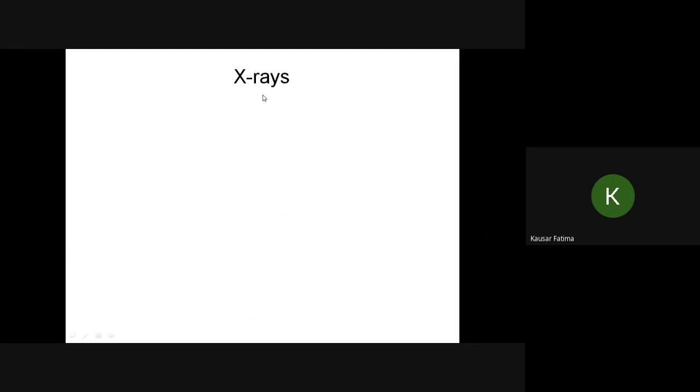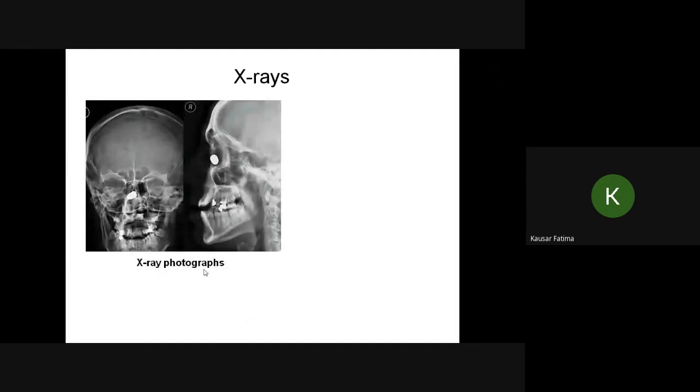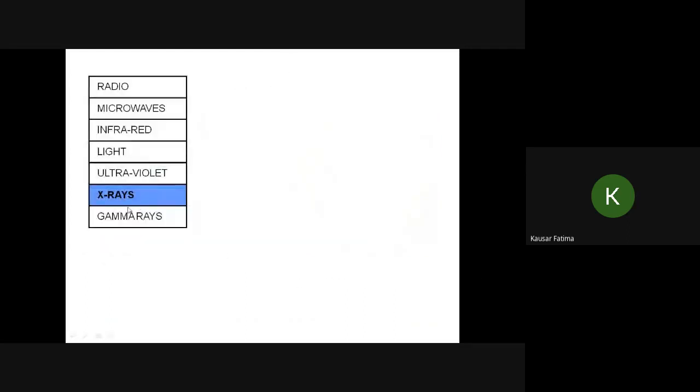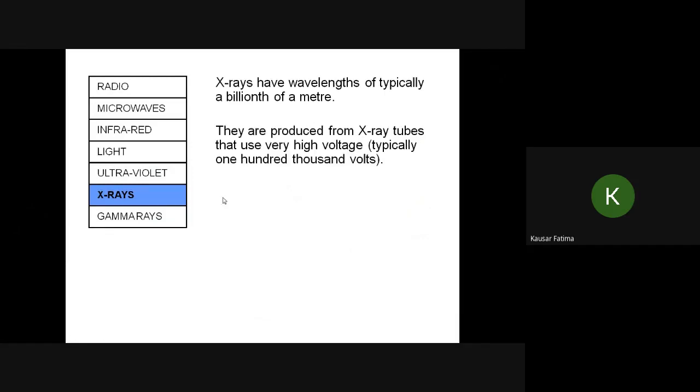Now X-rays. In X-ray photography, you can see the picture of the inner side of the body, because X-rays can pass through the body and they will be blocked by bones. So they give the picture of a human body. They are also used for studying exploding stars, which also emit X-rays. The wavelength is typically 1 billionth of a meter, so very short.